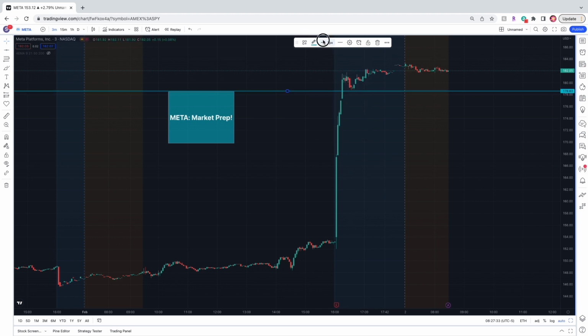For pre-market levels, I'm going to change the style of my lines so that I know that these are pre-market support and resistance lines. Something like there. And I want to add another line here as well. Something like there. Okay, cool. I'm going to remove this.